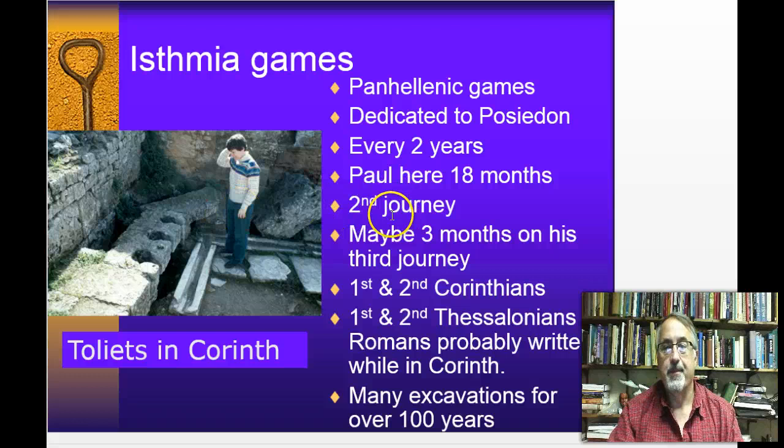The second missionary journey, we see he's here for about 18 months, probably comes back at the third missionary journey as well. And, of course, he writes two epistles to the Corinthians.